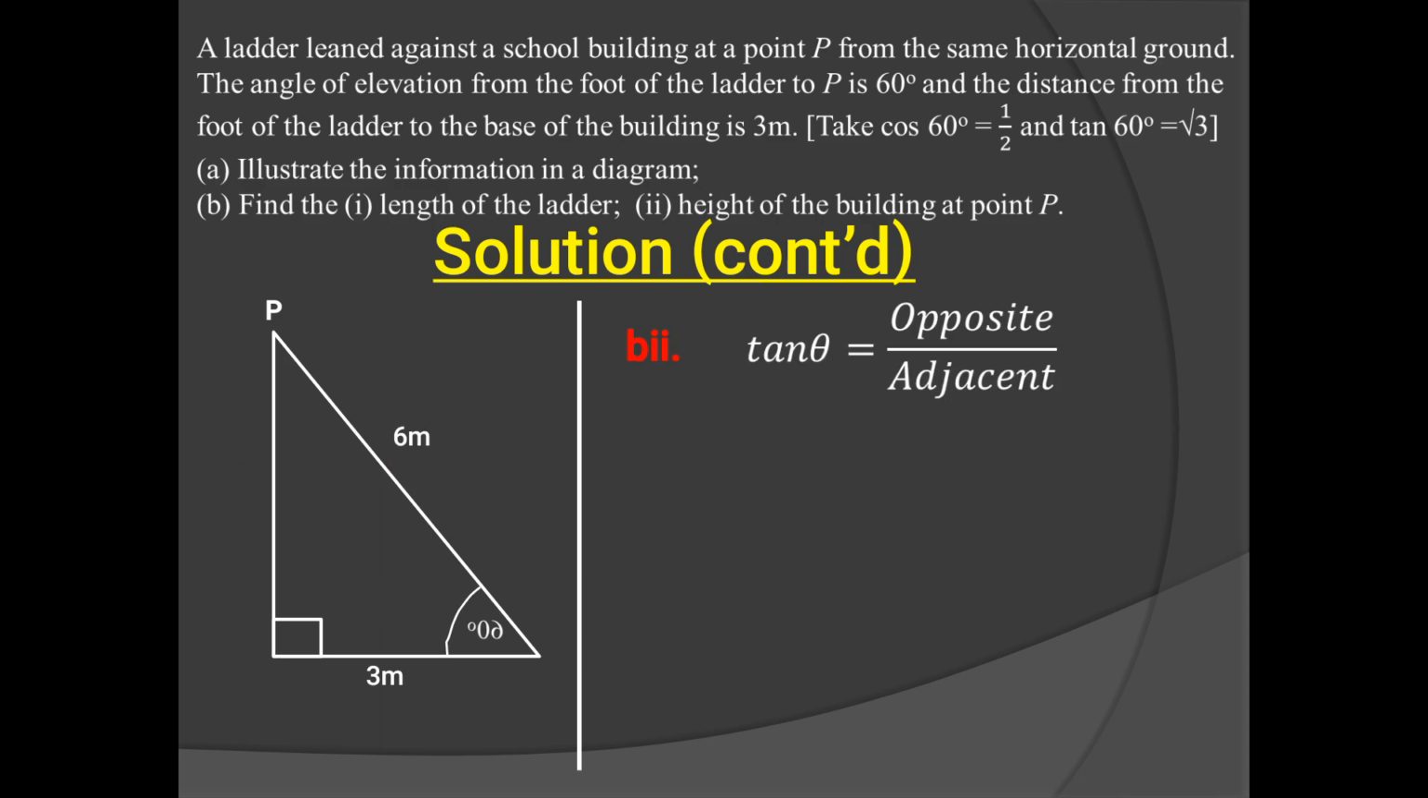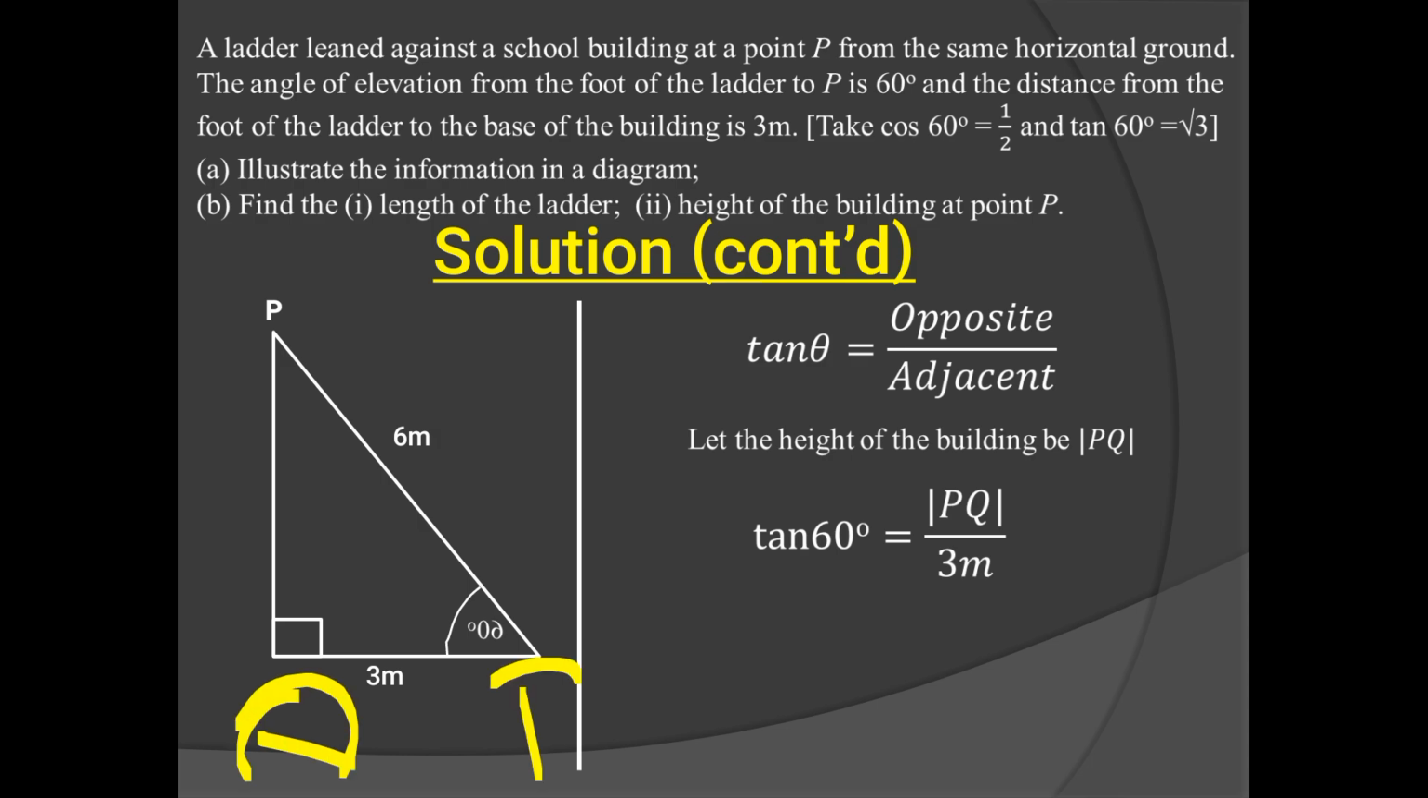First, we are using the trig ratios. Remember, we are looking for the height of the building, so we need TOA. Why TOA? Because we have our adjacent and we are looking for the opposite. So let the height of the building be PQ. I've already said that I'm using Q and R here, and I've put a 6 here because I've already solved that. If you are finding this one, then we are using TOA.